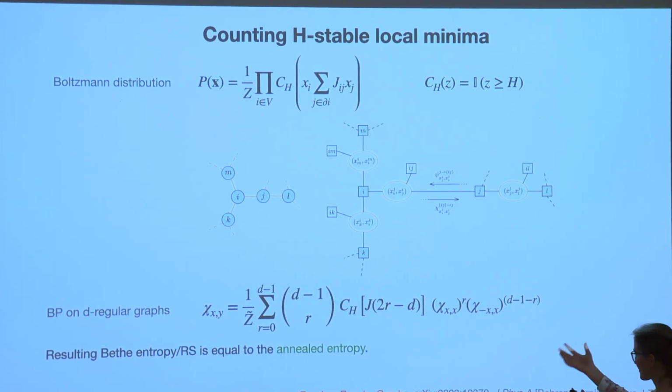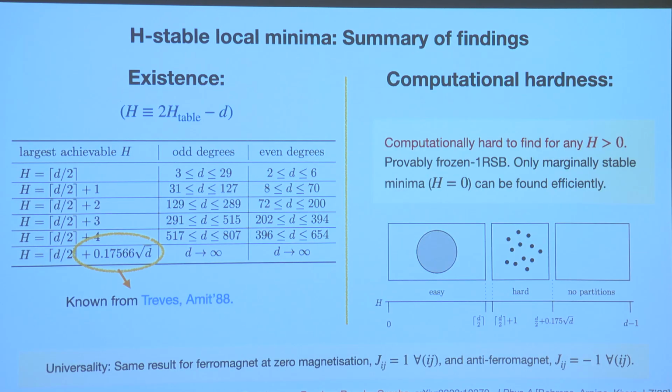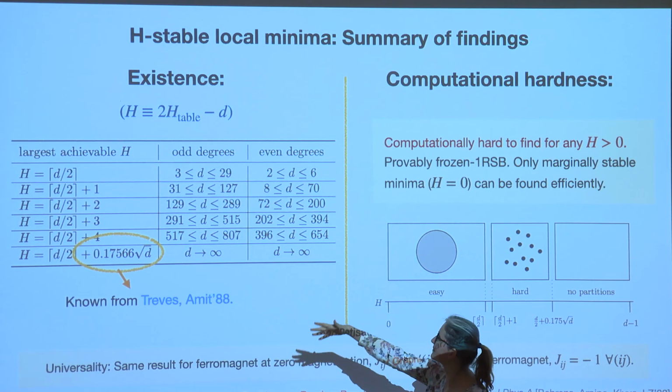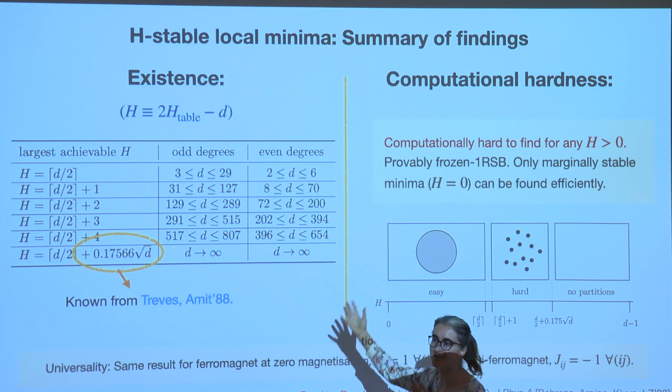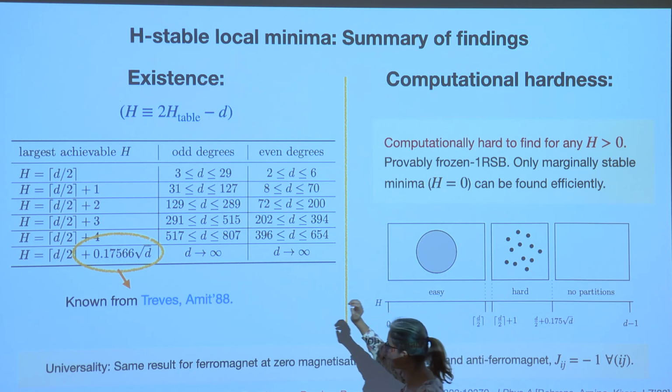And it's just we use the recipe of what it means to do belief propagation, write it down, and evaluate what's going on. That's what we did. And we found for D-regular graphs, depending on the value of H, we characterized when these H-stable minima exist and when they don't exist. And this is summarized in the table.